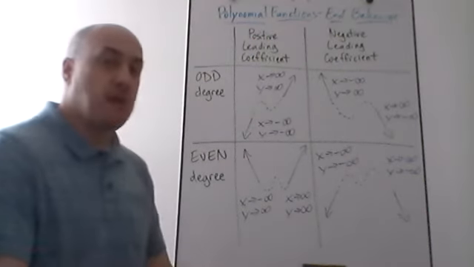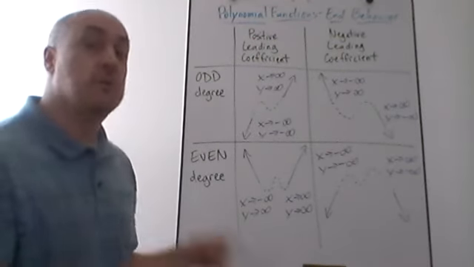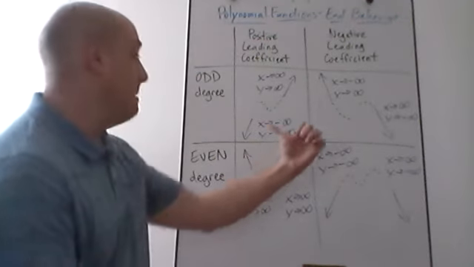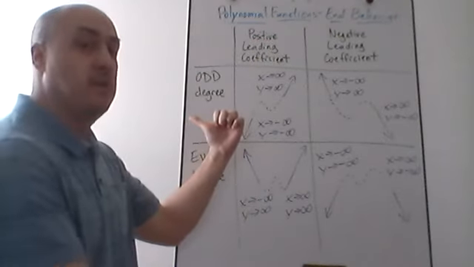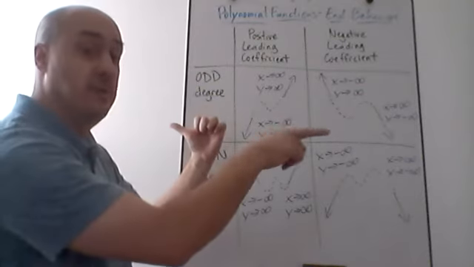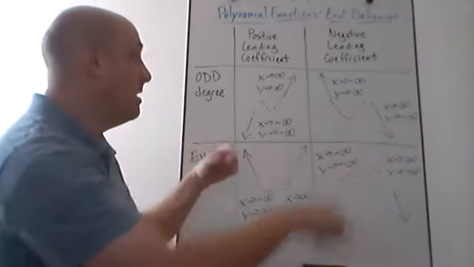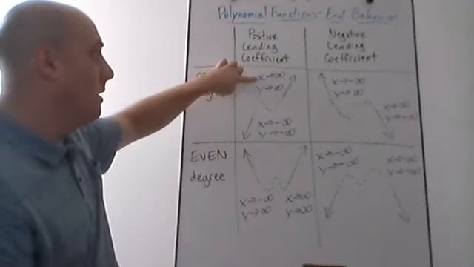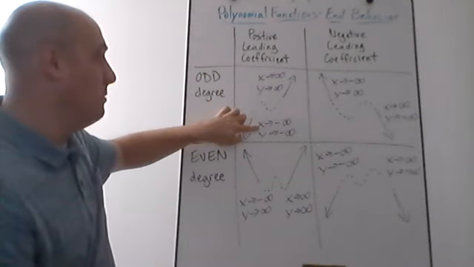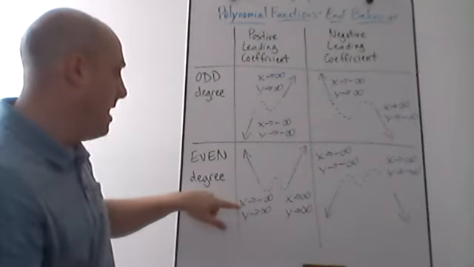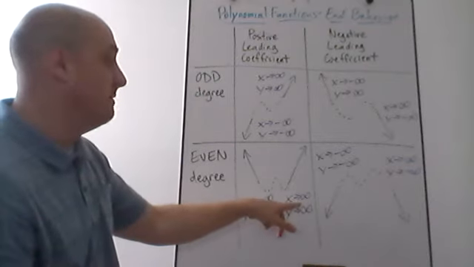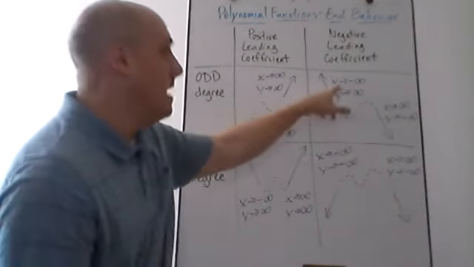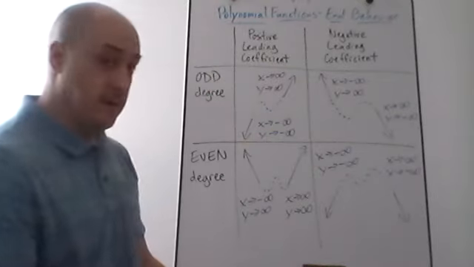Every time you're describing the end behavior of a polynomial, there are always going to be two parts to it. There's one part where x approaches negative infinity. That means you're moving to the left side. And the other part is as x approaches positive infinity, which is when you're moving to the right side. If you look at all four of the squares up here, each one of them has one part where x approaches negative infinity and another where x approaches positive infinity.